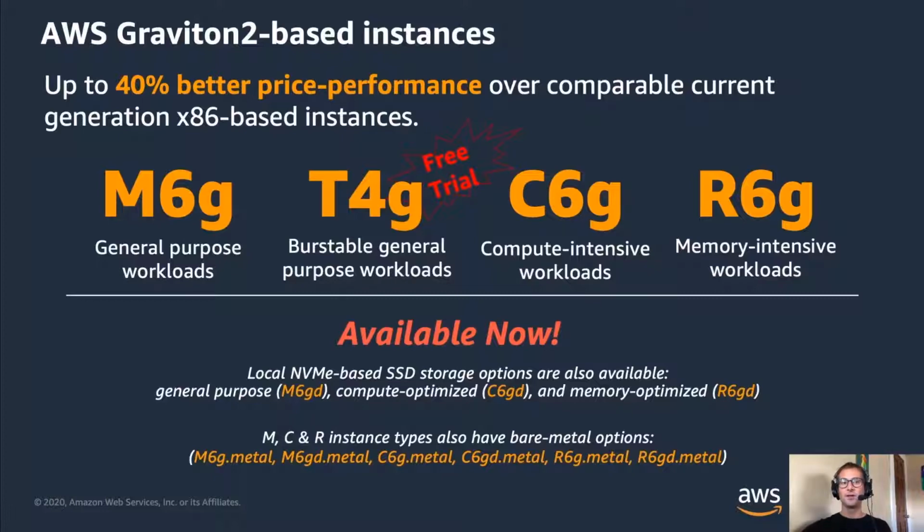They all come in different sizes, from 1 vCPU to 64 vCPU, and they even come as a metal instance, which is a specific instance type where we removed the virtualization layer so that you can get direct access to the underlying hardware.